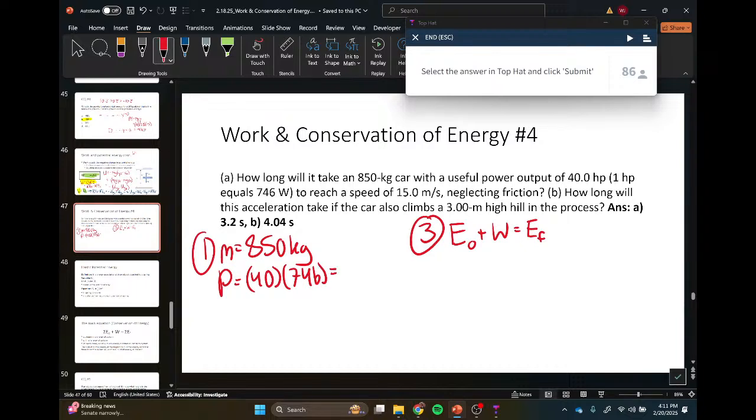power. One thing you don't want to do is what I did this morning, where I just wrote the power equaled 746, because I was like, oh, a number with watts after it. That's the power. You just got to be careful. That's just 1 horsepower, but I have 40 of them. So I need to have 40 times that. 29,840 watts. My final velocity is going to be 15, because that's the velocity I'm going to reach. My initial velocity is going to be 0.